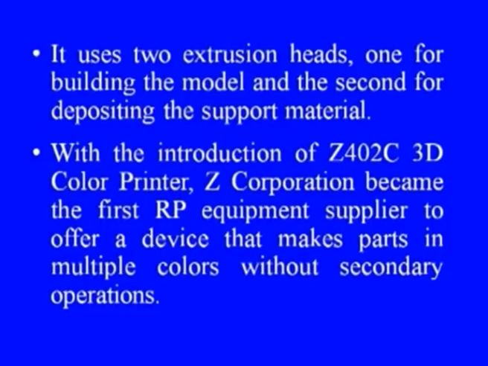It uses two extrusion heads, one for building the model and the second for depositing the support material. With the introduction of the Z42C 3D color printer, Z Corporation became the first RP equipment supplier to offer a device that makes parts in multiple colors without any secondary operations.